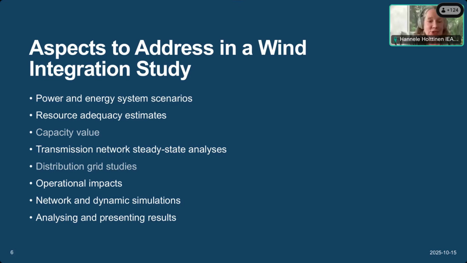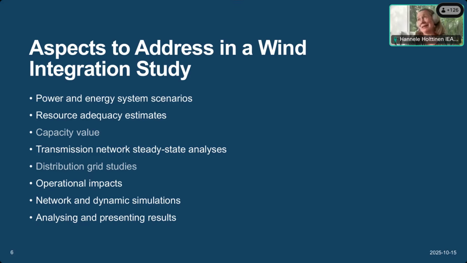This is a list of the checklists that we have in the report, and you can see in a sort of grayer color some of the checklists that were not relevant and used in this study. The capacity value of wind and solar was not assessed, and the distribution grid was not studied. But otherwise, we will now go through all these lists, and generally just to say that indeed not all studies will cover all of these.